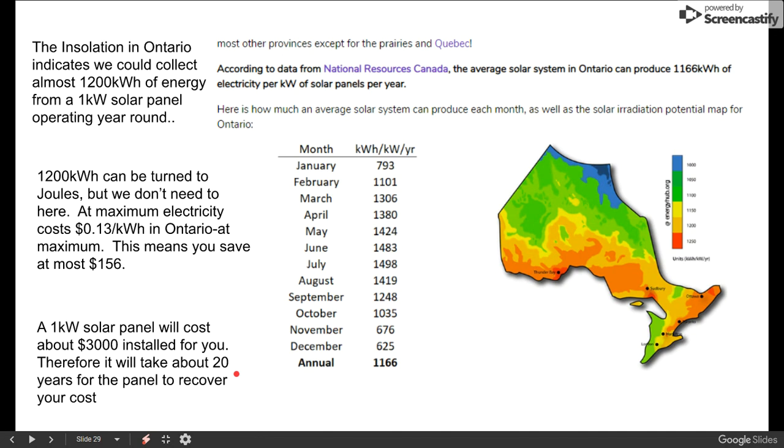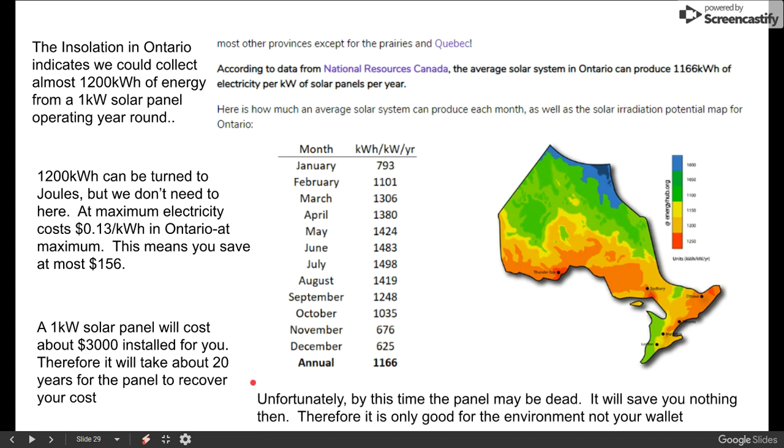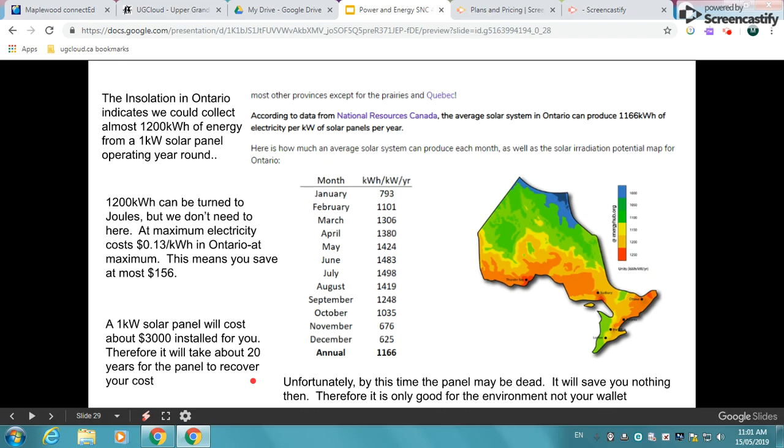It's going to take you about 20 years for the solar panel to pay for itself. And unfortunately, after 20 years, the panel itself may be dead, though it's getting better. But it is not this salvation that it's claimed to be. It's an expensive source of electricity, but it is getting better.